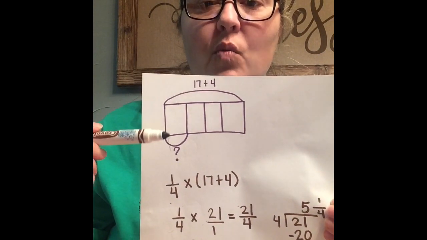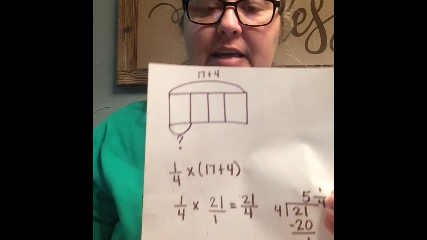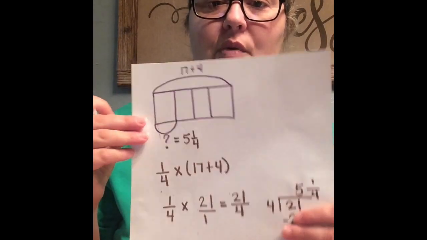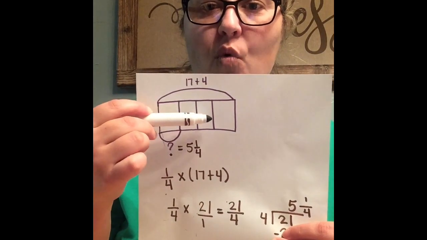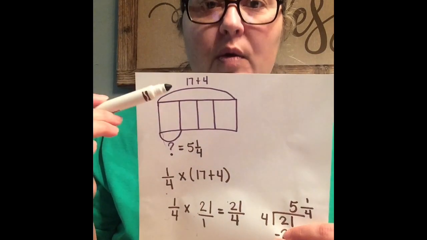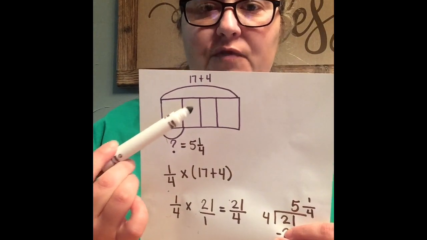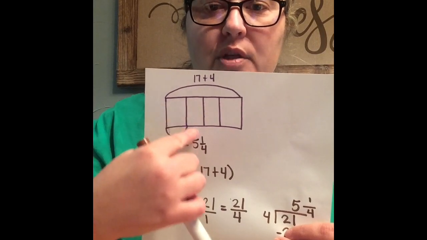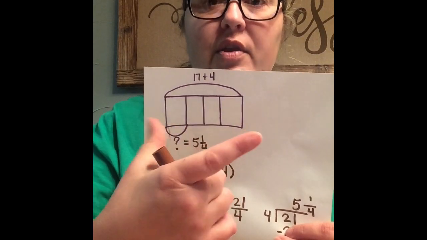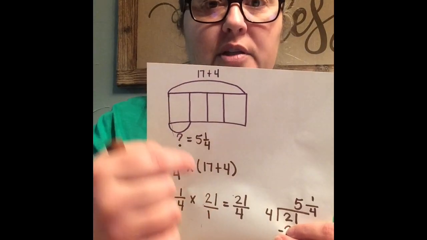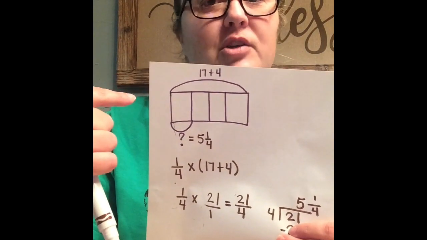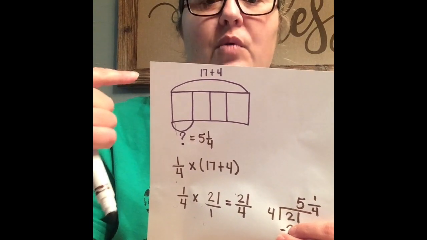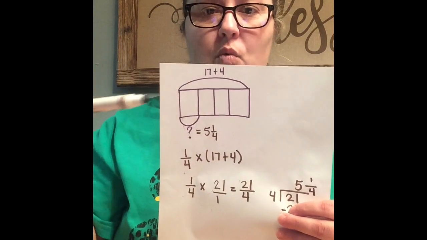Okay, so if we were looking at this, the answer to this is 5 1/4. If we were to add 5 1/4 4 times, we would get 21, because 5 plus 5 plus 5 plus 5 is 20, and then 1/4 plus 1/4 plus 1/4 plus 1/4 is 1 whole, and 20 plus 1 is 21. So it does get us back to our original number that we were starting with. So this is question number 1.